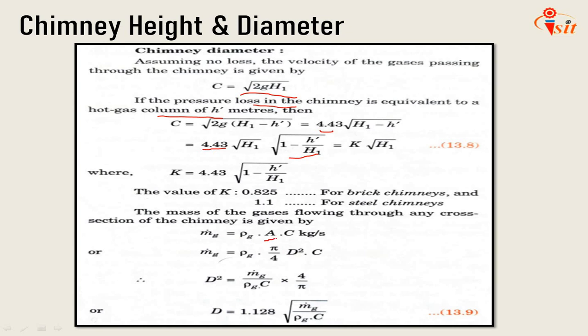So area will be pi by 4 d square here, and we are interested in calculating d. So d square will be mg divided by rho g into c, multiplied by 4 by pi. After calculating we will get the diameter as 1.128 root of mg divided by rho g multiplied by c. So that will be the chimney diameter. We can use this equation to calculate it.